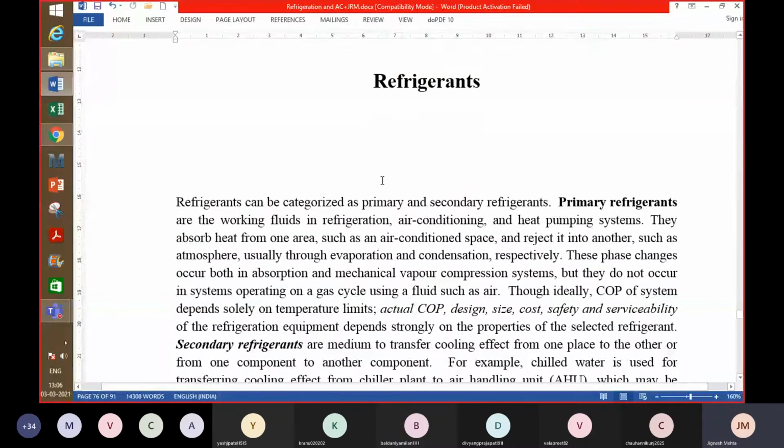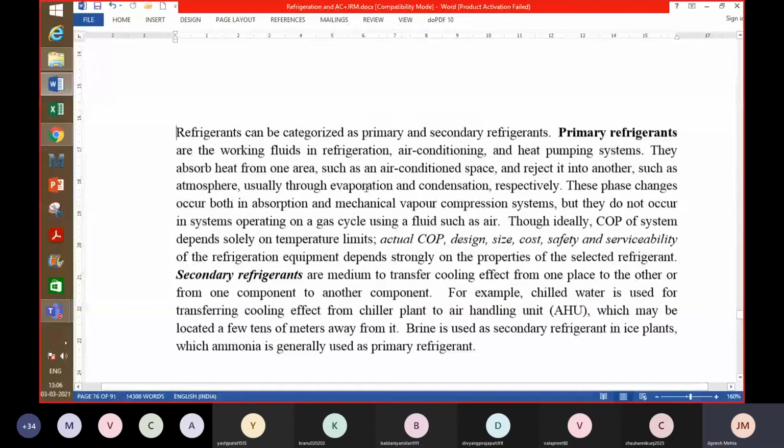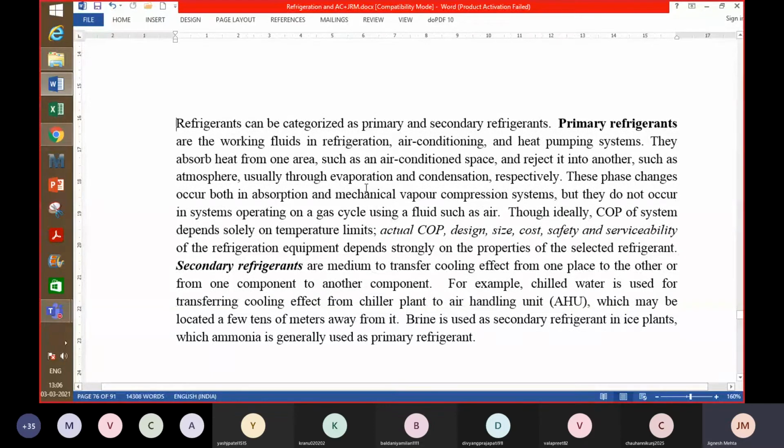So refrigerants can be categorized as primary and secondary refrigerants. Primary refrigerants are the working fluids in refrigeration, air conditioning, and heat pumping systems. They absorb heat from one area, such as an air conditioned space, and reject it to another, such as the atmosphere, usually through evaporation and condensation respectively.